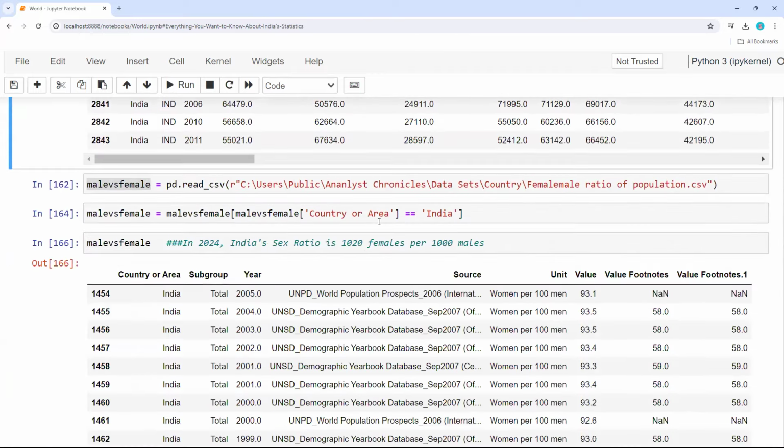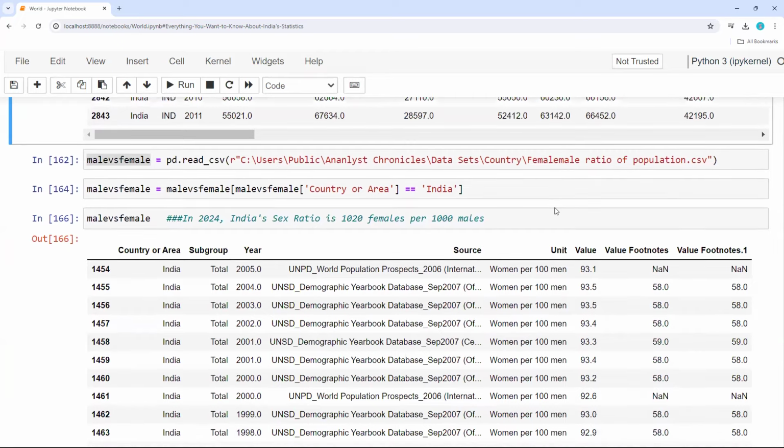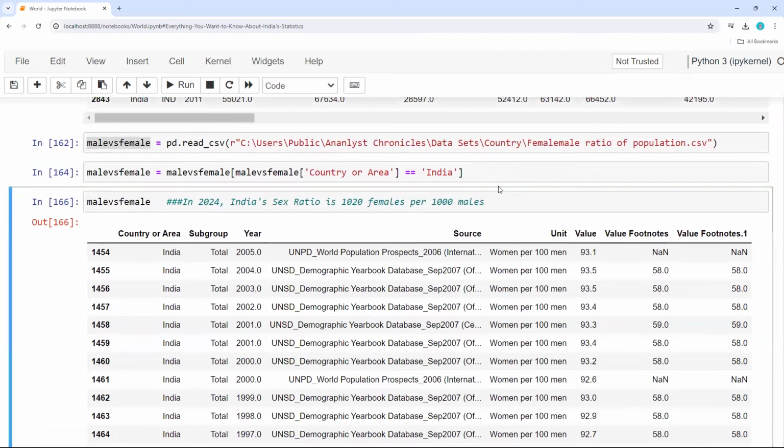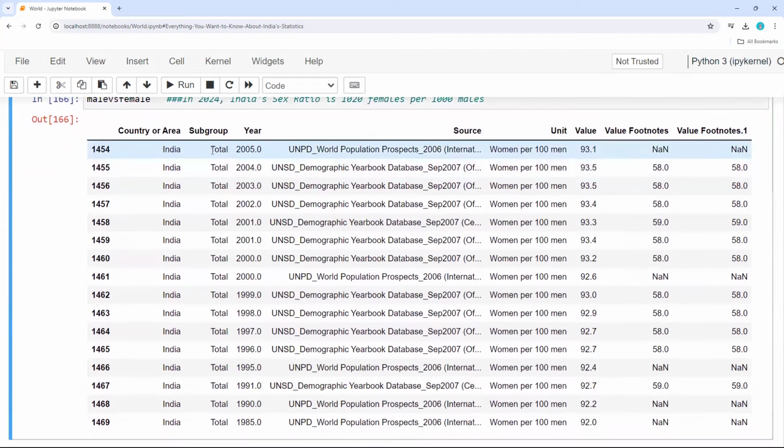The next thing is the male to female ratio, like how many females there are for every 1,000 or 100 men. This data gives me the male female ratio of the population. I'm just showing it for India, and you can see in 2005 the ratio is 93, I mean for every 100 men, we have 93 women, as of 2005.